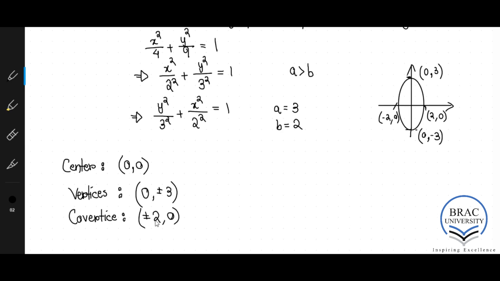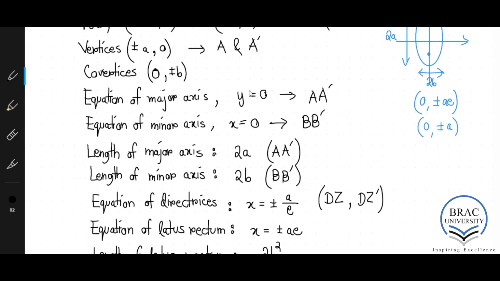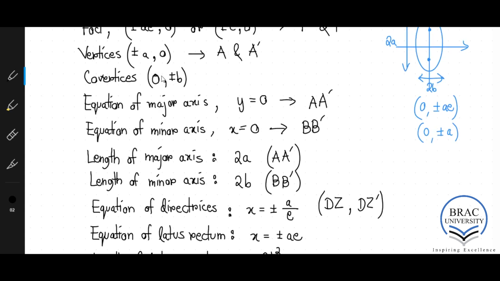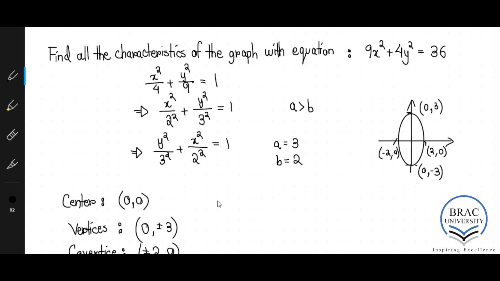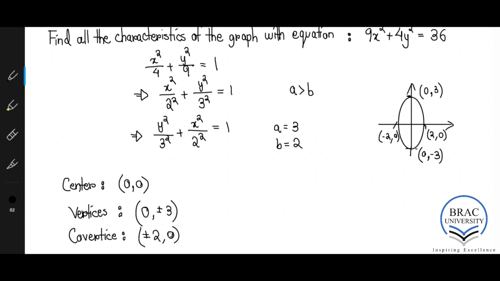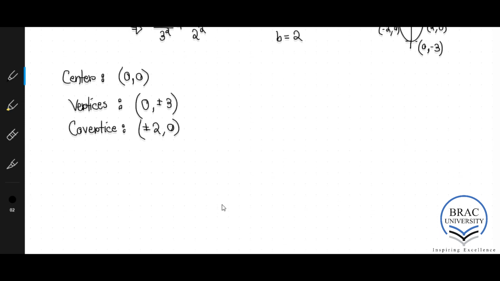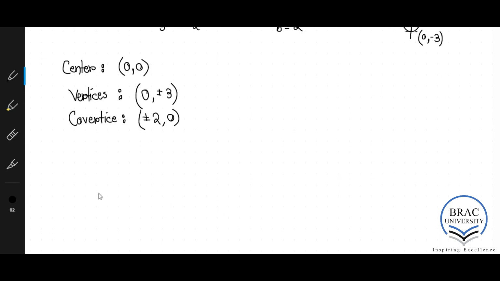Now as you can see, we do have a shifted thing. Like here we studied the co-vertices as 0 comma plus minus b. But since the graph is in a different orientation now, we have plus minus b comma 0. So we'd have to be a bit careful about that.